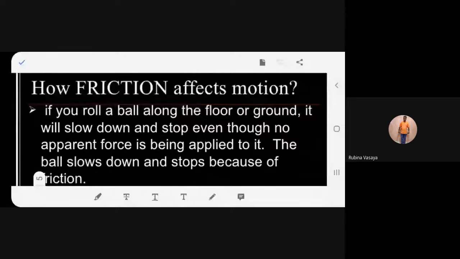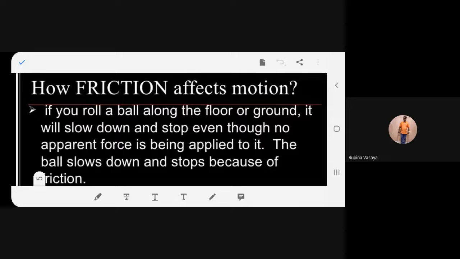When we roll a ball along the floor or ground, the ball rolls very fast and then it gets slow. Then at last the ball stops. This happens because of friction force. Very good. But can you see the force which is applied onto it? No, we cannot.